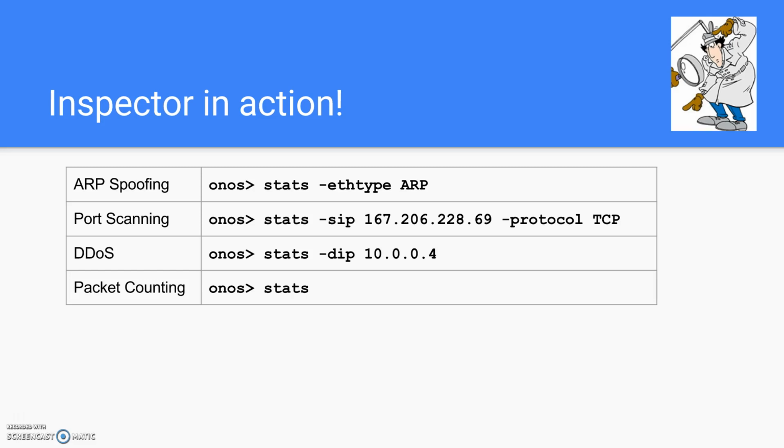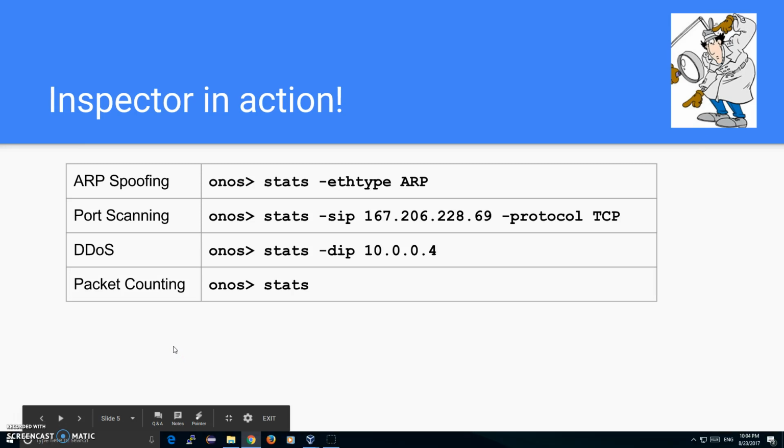And with port scanning, let's say you suspect this particular IP address, you can also just narrow down packets coming from there using the TCP protocol. For DDoS, similar idea. You can see how many sources are hitting your destination IP. And last but not least, packet counting comes by default with just stats, if you want to see that.